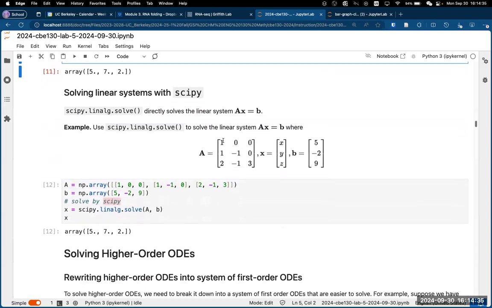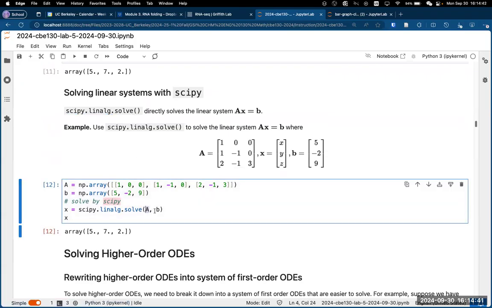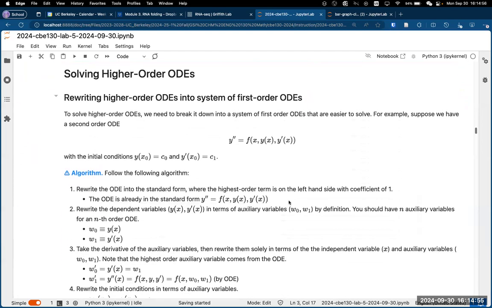So what we usually do is to solve a linear system with linear algebra.solve. You first input the matrix, then you input the vector, and it will give you the result. So solve matrix A, vector B, you get the vector X. Any question? This should cover your homework's linear algebra portion.